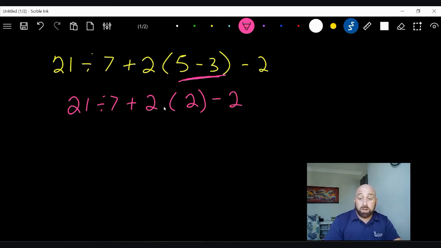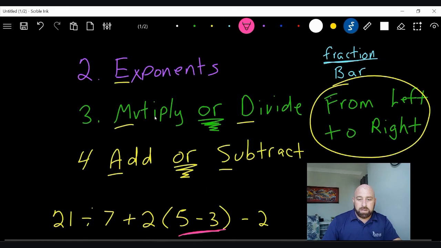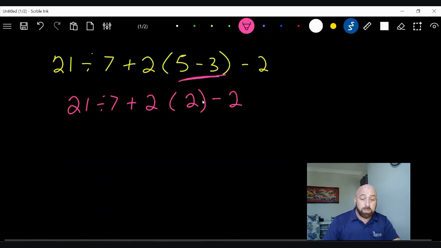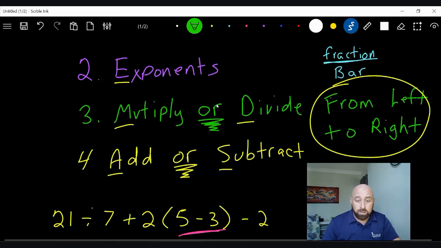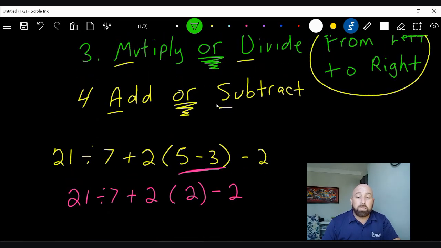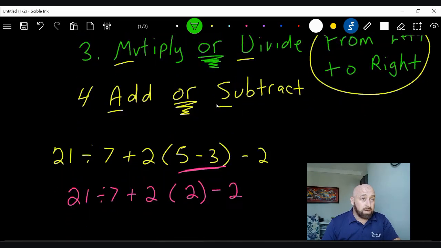And so then we're going to go to the next step. The next step is exponents. Step number 2 is exponents. Well, good news. I do not see any exponents, so we don't have to do anything in that step. That was the easiest step ever in the history of the world, so that's good. All right, so step 3, multiply or divide from left to right.